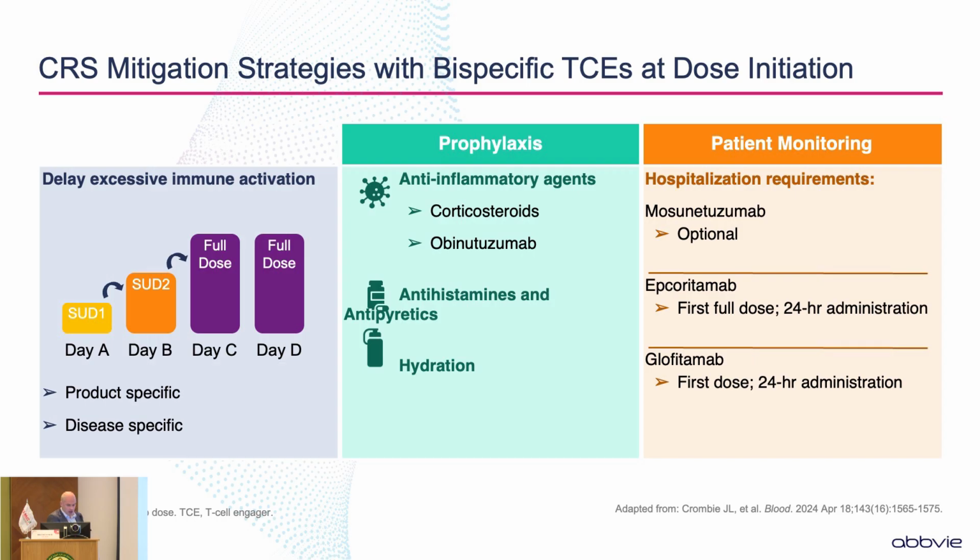Glofitamab uses obinutuzumab on cycle 1, day 1 as its CRS mitigation strategy. And we always pre-med our patients with antihistamines and antipyretics. And it's important to adequately hydrate patients.